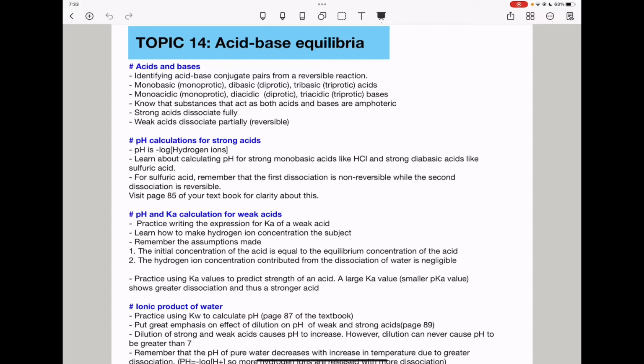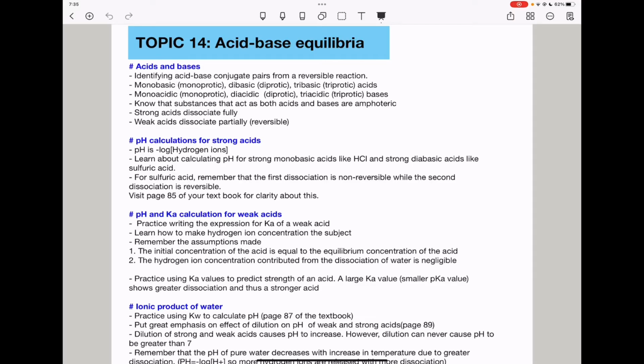The next part that can be asked is about pH calculations for strong acids. We know that pH is equal to the negative log of the hydrogen ion concentration, but for strong acids, since they dissociate fully, it means the concentration of the acid given is going to be the concentration of the hydrogen ions. So for strong monobasic acids like hydrochloric acid, the concentration of the acid is equal to the concentration of the hydrogen ions, and you can directly use that to find the pH. For strong dibasic acids like sulfuric acid, the dissociation can take place in phases.